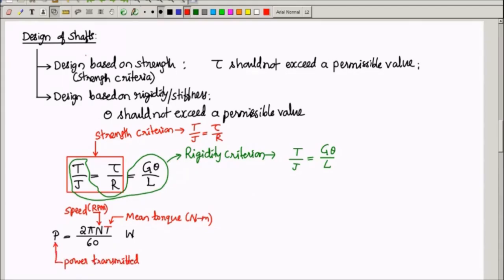This equation is known to you. If I use only 60, it becomes watt. If I use 60,000 here, it becomes kilowatt. This equation also may be required for our calculations. With this much knowledge, we can try to solve some of the problems related to shaft design.